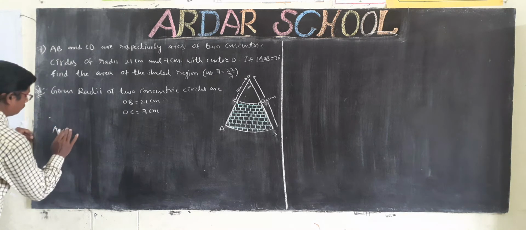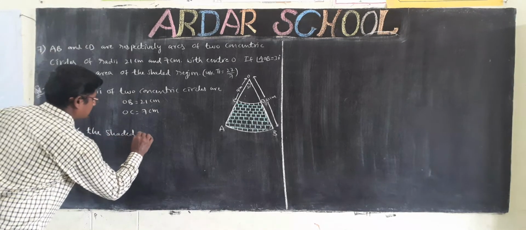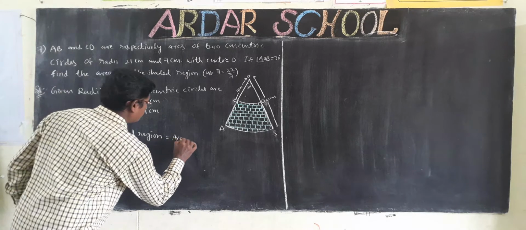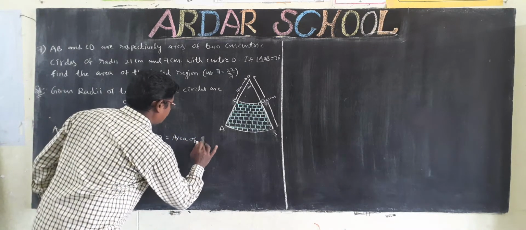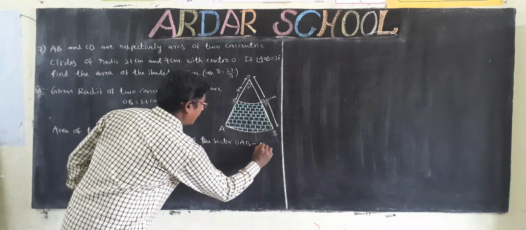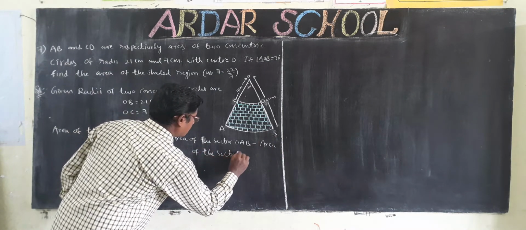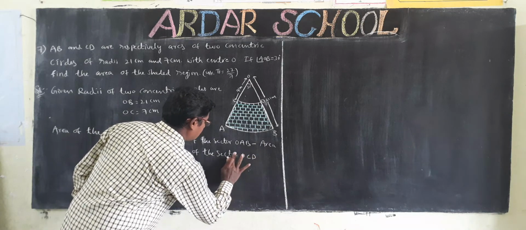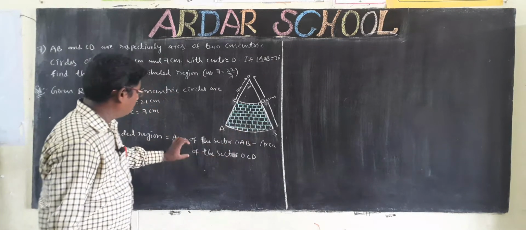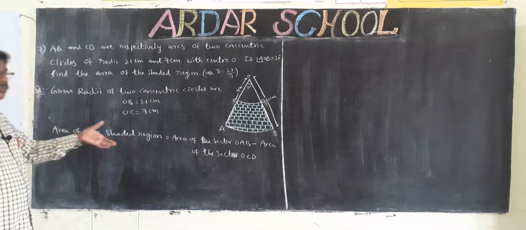Area of the shaded region is equal to area of the sector OAB minus area of the sector OCD. Area of sector OAB minus area of sector OCD. Then we get the area of this shaded region.